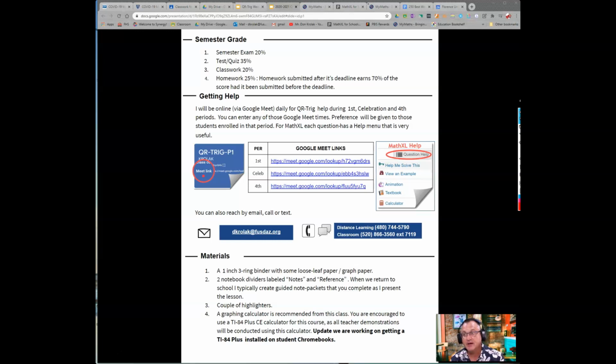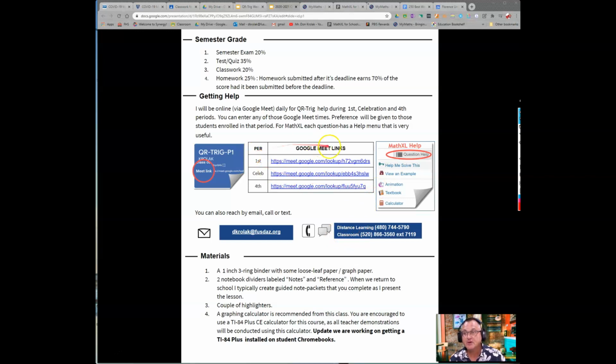That'll occur during 1st hour and 4th hour, and then you also can ask me during the celebration time. So if you are in 1st hour, you could also log in during 4th hour. If you're in 4th hour, you could also log in during 1st hour. It doesn't matter. If you have a question, simply log on and I can help you. You can also get to me by email, and you can either call or text me using this distance learning number. Don't call my classroom because I won't get that phone call.